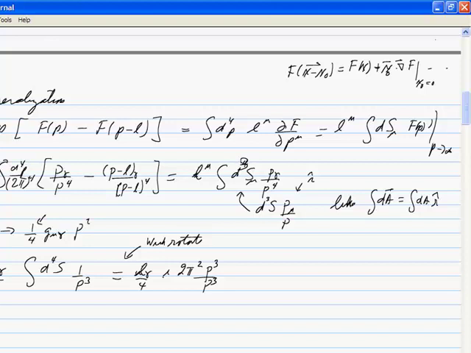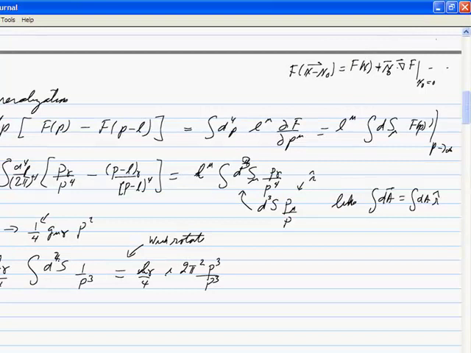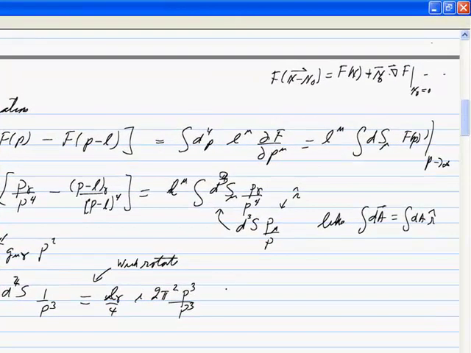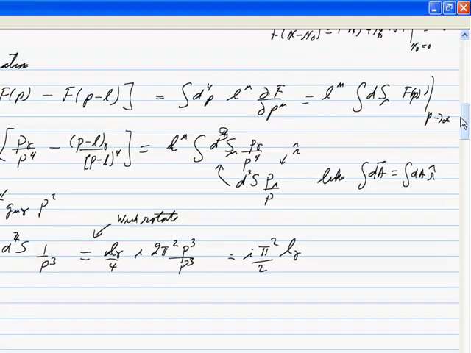So the surface integral in 4, actually, it should be 3. The surface integral, the angular integration is 2 pi squared instead of 4 pi. P cubed is the surface area, equals i pi squared L gamma over 2. Okay. So there's how you do a shift.